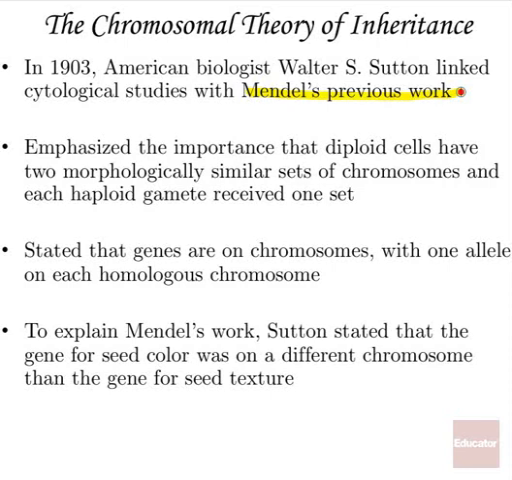This researcher, Sutton, emphasized the importance that diploid cells have 2 morphologically similar sets of chromosomes, and each haploid gamete received a single set. He stated that genes are found on chromosomes with 1 allele on each homologous chromosome. And we're going to get further into this as we move into the course. So to explain Mendel's work, Sutton stated that the gene for seed color was on a different chromosome than the gene for seed texture.